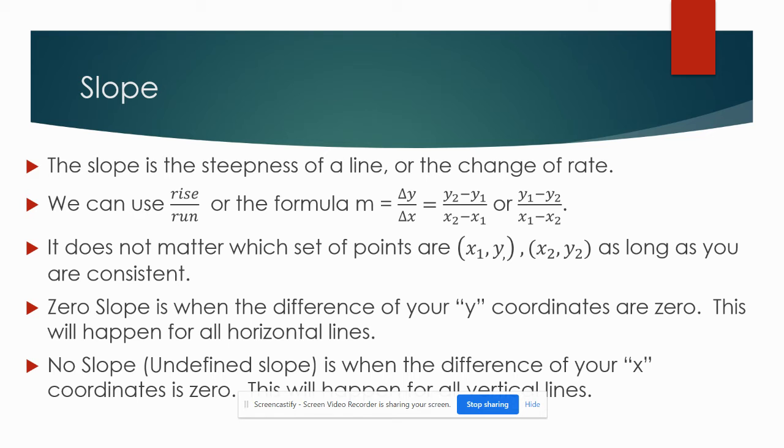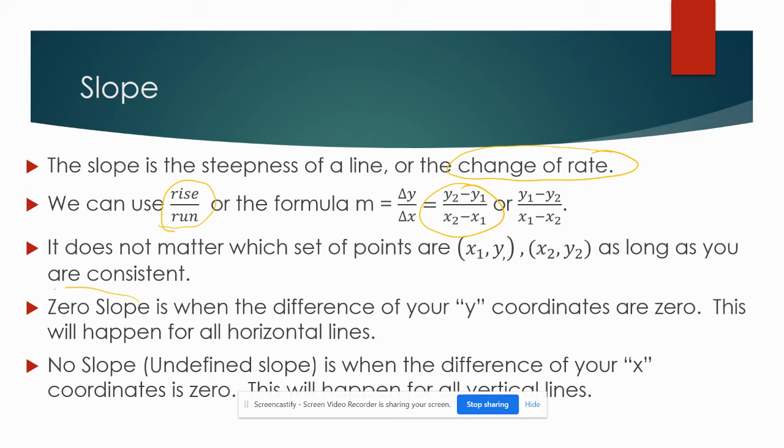Slope. Slope is the steepness of a line, or the change in rate, change in y over change in x. We can use rise over run, or the formula y2 minus y1 over x2 minus x1. Now really, it doesn't matter which of these formulas we use. What matters is if we use the second parentheses first, that we do that both for x and y, or if we use the first parentheses first, we use it for both x and y.